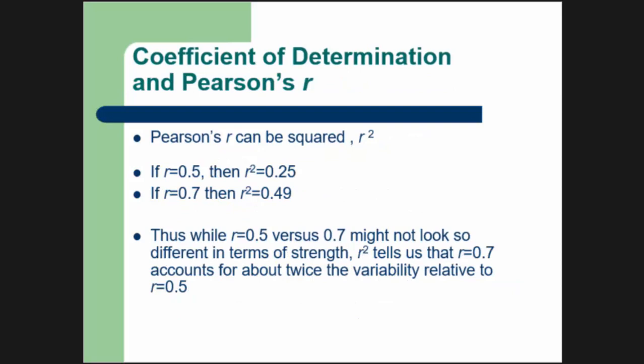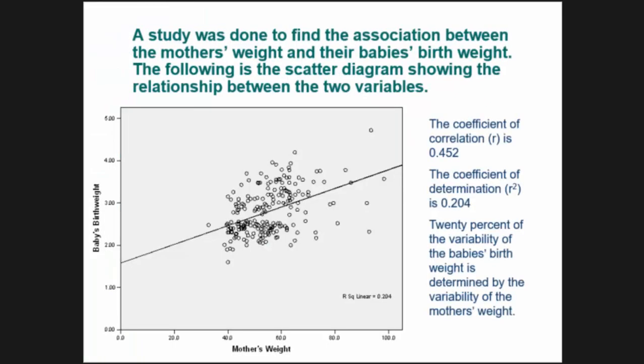So if R is 0.5, then the R square is 0.25. If the R is 0.7, the R square is 0.49. And this is the diagram that I showed you earlier, showing that if the correlation is 0.452, then the R square is 0.204. So 20% of the variability of the baby's birth weight is determined by the variability of the mother's weight.